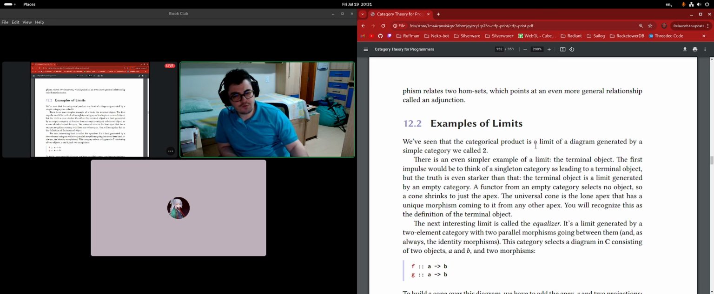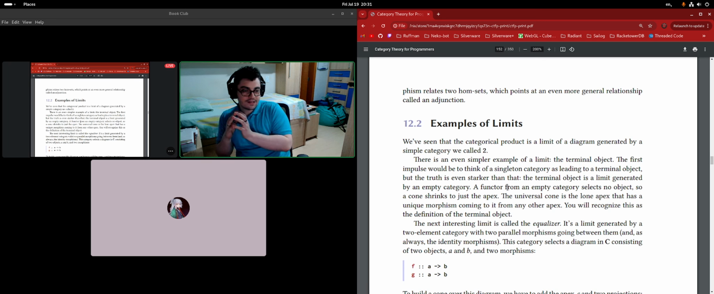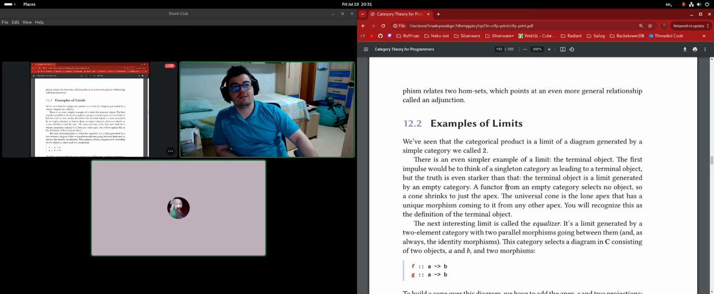Yeah, but it's written weird. A functor from an empty category. So the functor is coming from the empty, not going to the empty. A functor from an empty category selects no object. So a cone shrinks to just the apex. Where is the apex? Is it in the other category? Yes, it is in the target. The universal cone is the lone apex that has a unique morphism coming to it from any other apex. You recognize this as the definition of the terminal object. I guess.